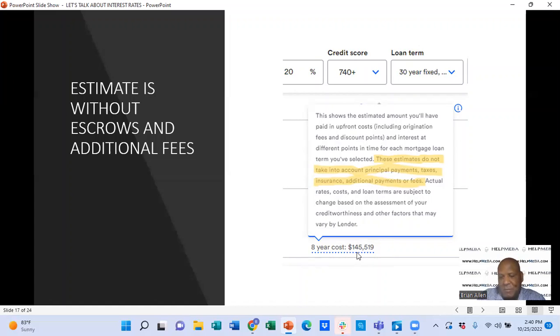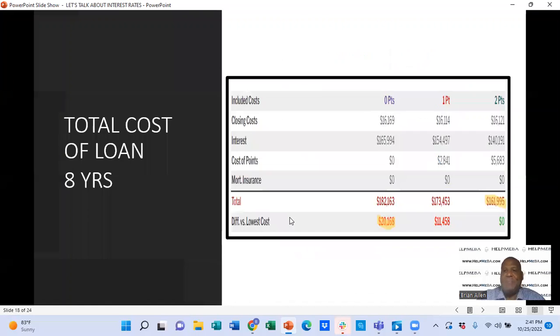Okay, and as I mentioned, what you want to know is what's the cost of the loan over a certain period of time. The bank rate example, 8-year cost was $145,519, but again, they are not putting all the fees in there. So this is a very low estimate, but I did do it for 8 years to give an apples to apples. And you see it's almost $162,000 over 8 years. And that's the 2-point option. The 0-point option, you'll see the cost is higher, a difference of $20,000.